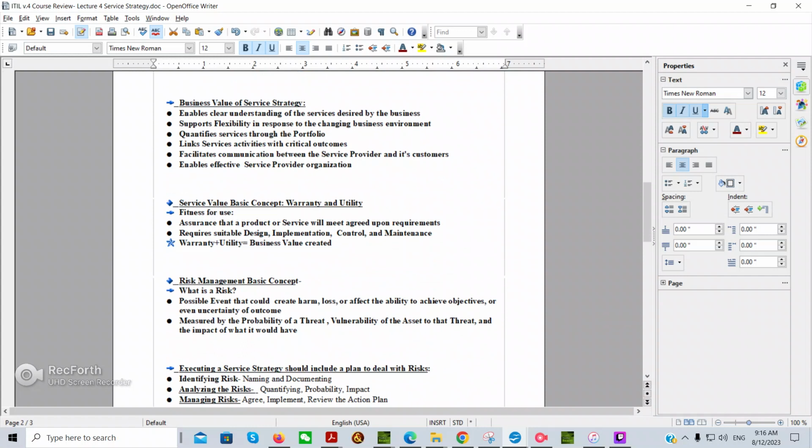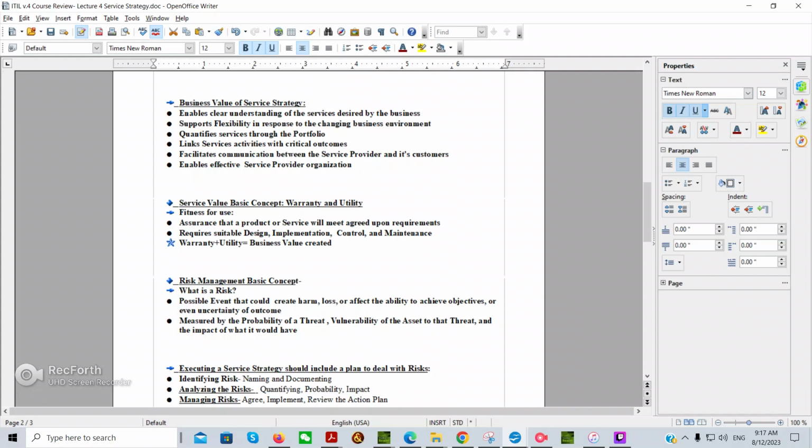Now, in terms of business value of service strategy, we need to consider that it enables clear understanding of the services desired by the business. Number 2, it supports flexibility in response to the changing business environment. Number 3, quantifies service through the portfolio. It's a portfolio of services. Enabling services and activities with critical outcomes. It facilitates communication between the service provider and its customers. It enables effective service provider organization.